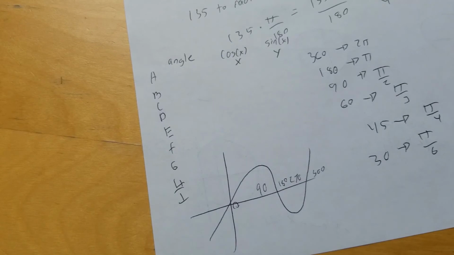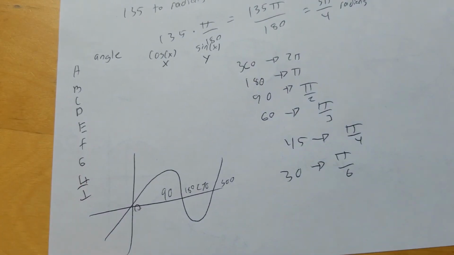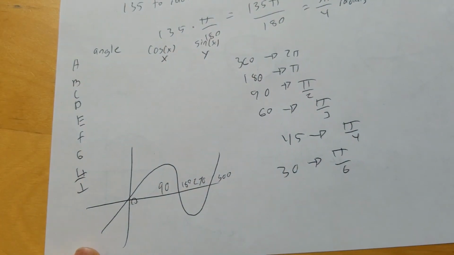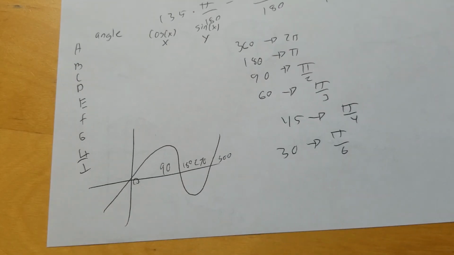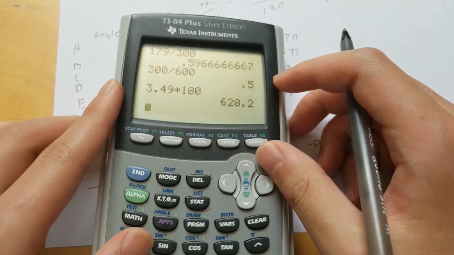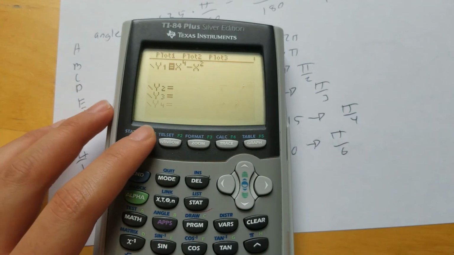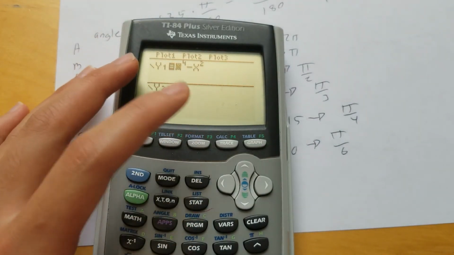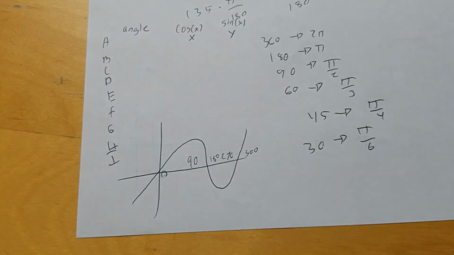And these graphs can also be created on a graphing calculator. So if you have the TI-84, essentially, you press Y equals, enter sine x, and then just press zoom 7, and you should get a graph that looks like this.